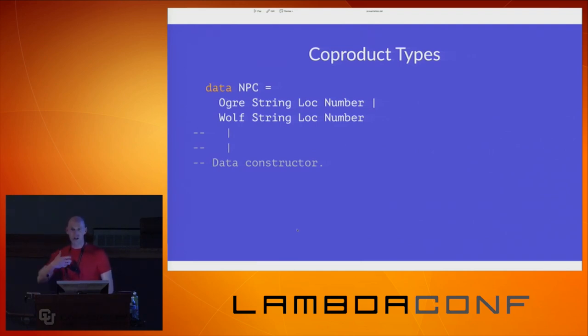So I'm introducing here two data constructors, each one of which will give me an element in the set NPC. So I use the ogre data constructor to give me an element in the NPC set that happens to be an ogre, and the wolf data constructor to get an element in the NPC set that happens to be a wolf. Could you also just create ogre and wolf as types and then have data NPC equals ogre or wolf? No, unfortunately that requires a different type system. But there are some programming languages that allow you to do that.